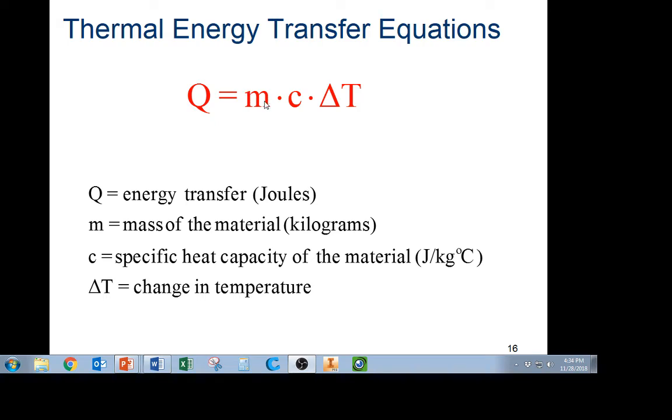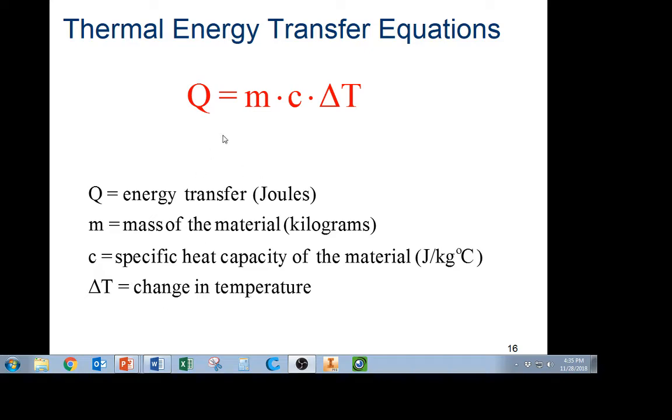M is the mass of the material involved. C is the specific heat capacity, and this is just a number that you look up. Every object heats up faster or slower than others. For example, metal heats up pretty quickly, which is why we use it for pots for cooking. But water takes forever to heat up and cool down. So water has a very high specific heat compared to something like aluminum. And then this triangle is called delta, and then we've got the letter T. So it's called delta T, which is the change in temperature.